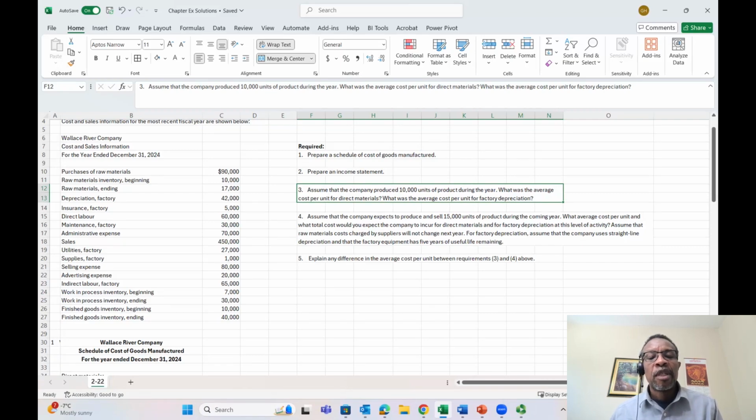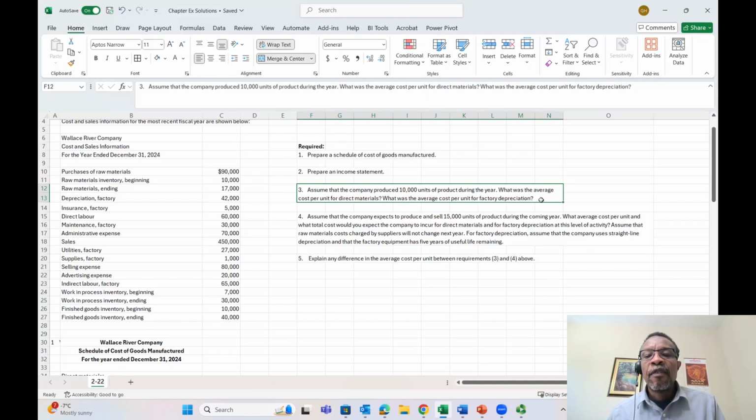Now, direct material. Let's take direct material. So direct material is a variable cost, right? As you produce more, you will use more direct material. If you produce less, you will use less direct materials. Hence, it's a variable cost.